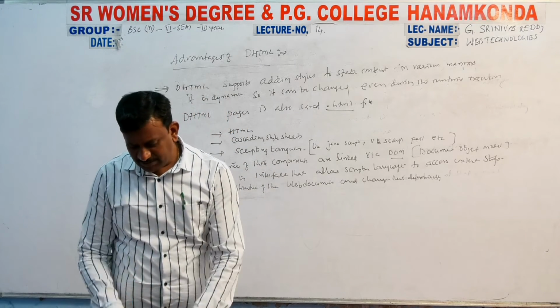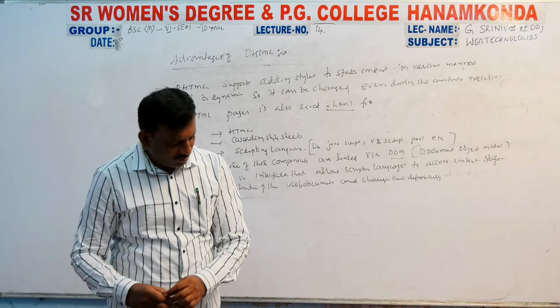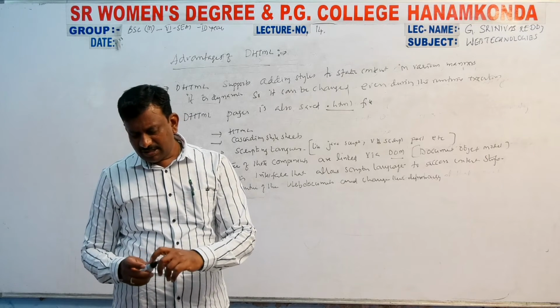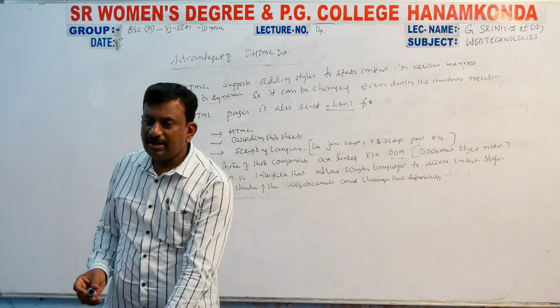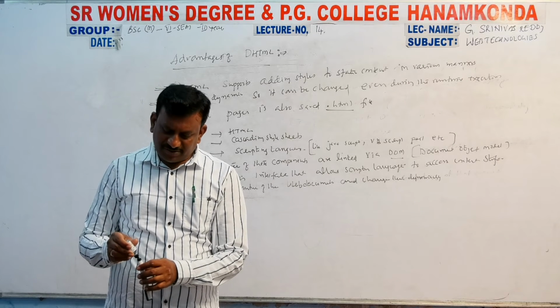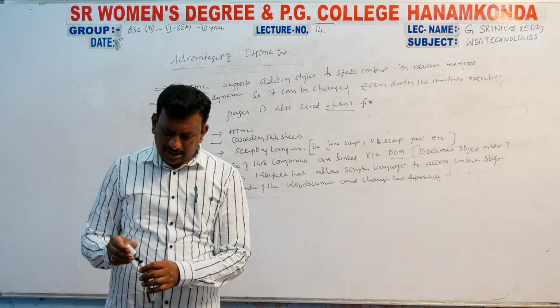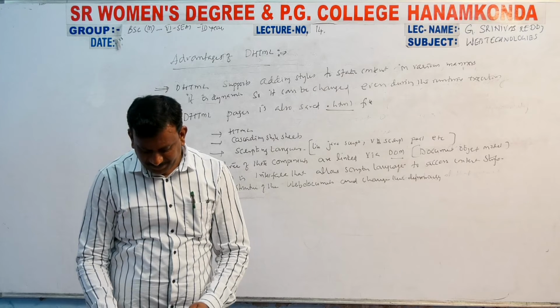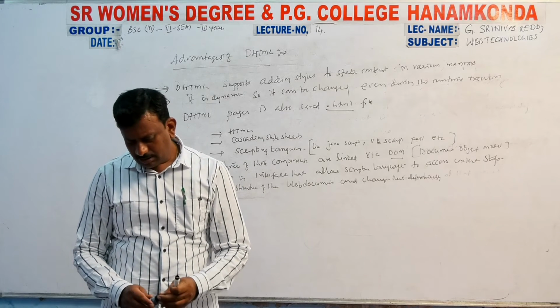Next we are going on to the difference between HTML and DHTML. These are the major differences between HTML and DHTML. HTML can be saved as .html files. DHTML can be saved as .html. The abbreviation of HTML is hypertext markup language, and DHTML means the same way, dynamic.